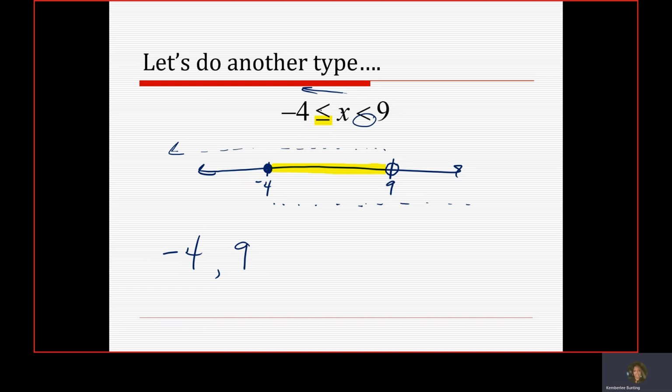Tiffany said a bracket, and she's absolutely right. Is Tiffany right? Yeah, she's right. Very good. A bracket, okay? Because there's a closed dot on -4.